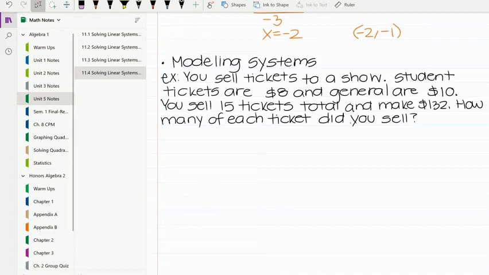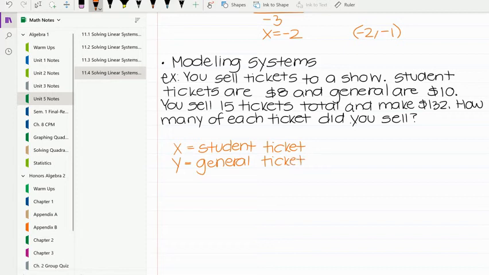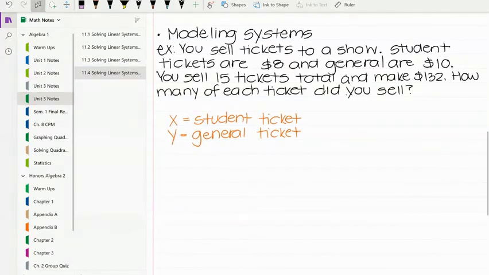So the first thing is we don't know how many of each ticket we sold, so that would be our first step, to make those our variables. So x equals student tickets and y equals general tickets. Okay, now we're going to look back at the information and see if we can come up with an equation. So we know in total there were 15 tickets sold. So that means the amount of student and general tickets was 15.